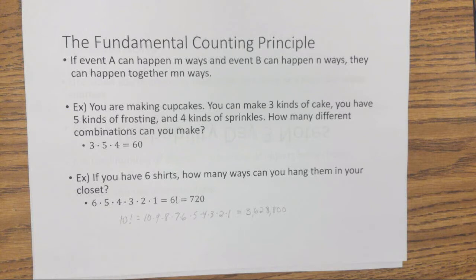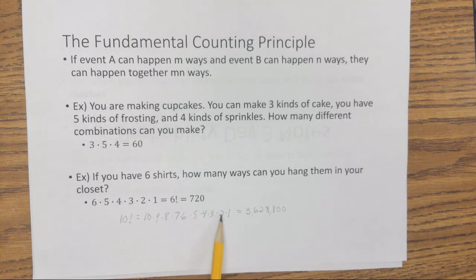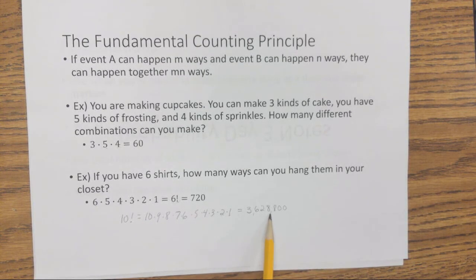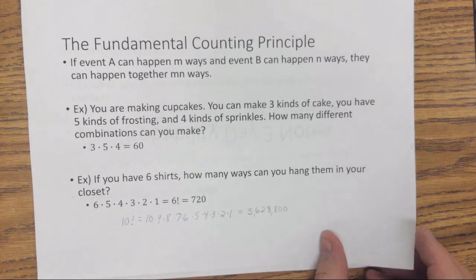Let's look at a different one, just to show you another example here. 10 factorial. Well, 10 factorial is just 10 times 9 times 8 times 7 times 6 times 5 times 4 times 3 times 2 times 1. You multiply all those together, you get 3,628,800. That's a lot of different ways to hang up 10 shirts. Alright.